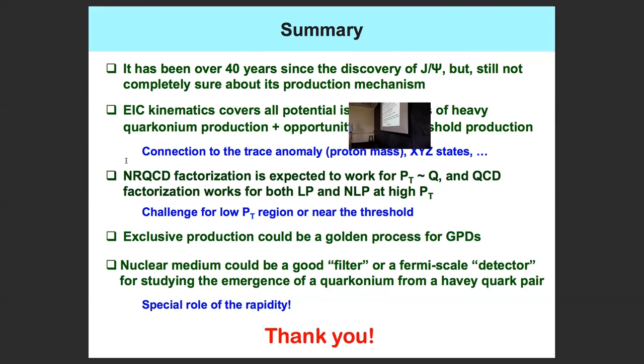At 10^-2 there will probably be no problem, but at 10^-3 I'm afraid of alpha-based corrections. We need to study that. But if you want to extract the gluon, the best way is through quarkonium production. So then how well we can control our calculation is challenging.